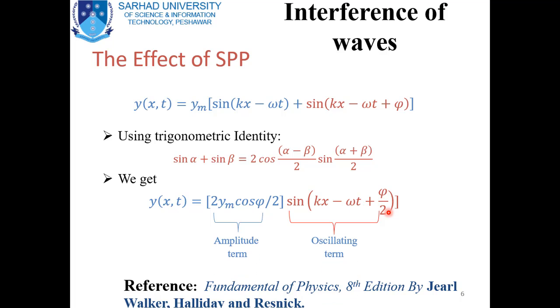In the given expressions y1 and y2 there is an amplitude term and a sinusoidal term, which is called the oscillating term. Similarly, we have the amplitude term in the resultant expression and the oscillating term. So the amplitude term depends upon the phase difference. So we will put different values of this phase difference and will discuss our result in the next slide.